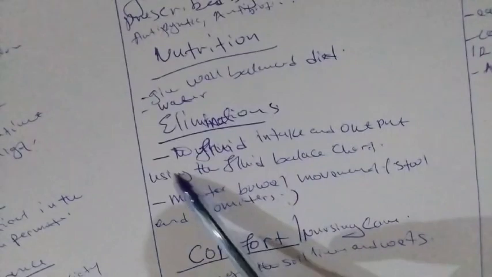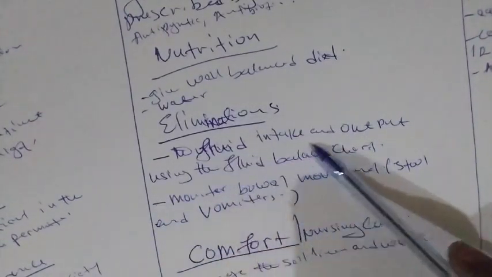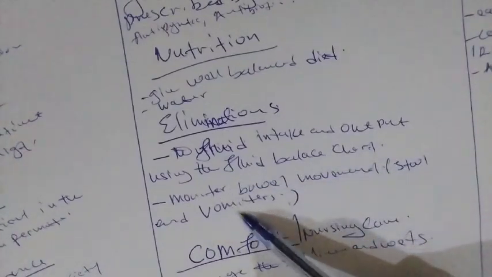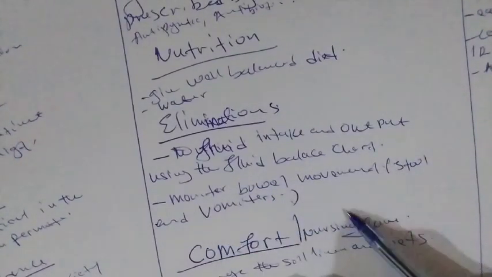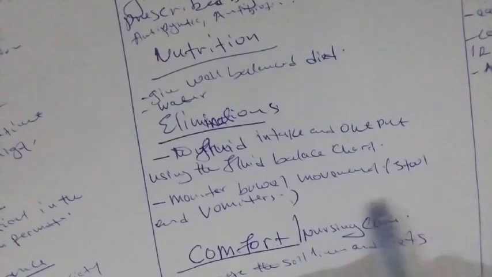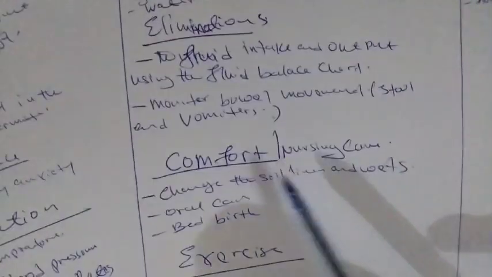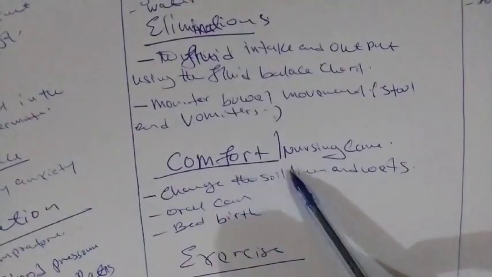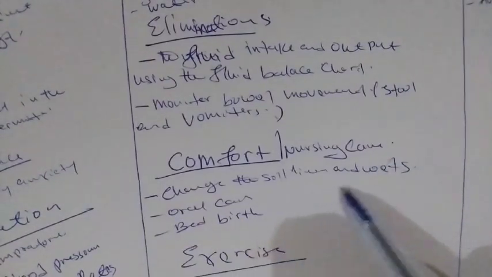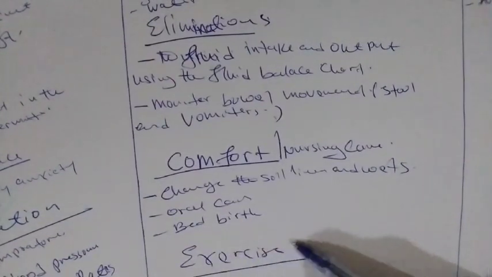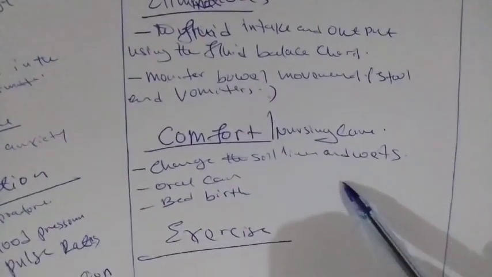And then we come to elimination, where we are going to monitor the fluid intake and output, that is urine, using the fluid balance chart. And then we monitor the bowel movement, that is stool and vomitus. Then after, we are going to see that our patient is comfortable. That is nursing care: changing the soiled linen, oral care, bed bath, nail care, all those care which is supposed to be given to the patient.